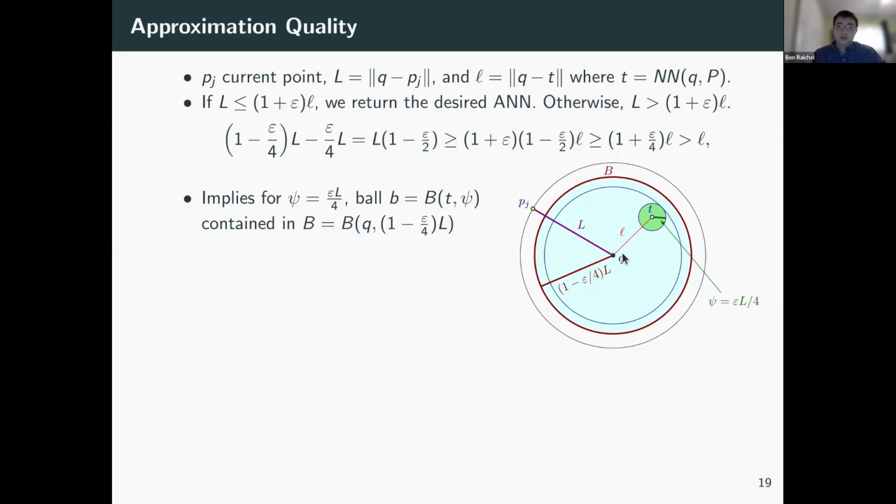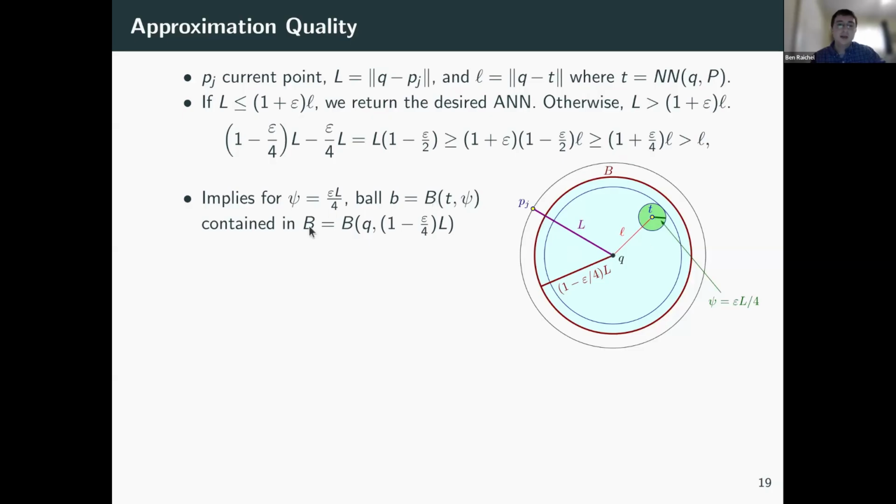So let's look at this picture. Here I have Q, my query point. Capital L is the distance to Pj, my current position. T is the true nearest neighbor. Now I can start interpreting these values. Epsilon over 4 times L, that's going to be this psi value. That's going to be this ball that I place around the true nearest neighbor. So I have this ball around the true nearest neighbor.